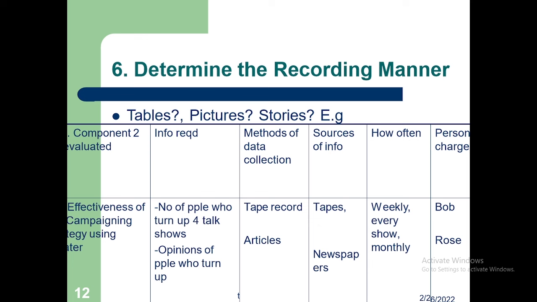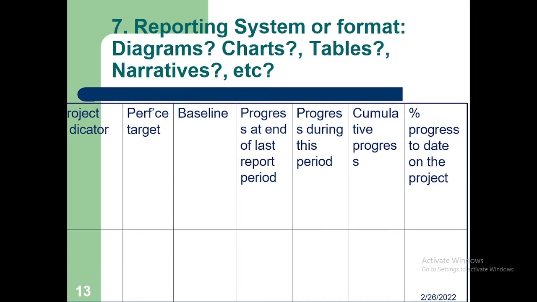Information you may require, the method of data collection you require to gather information on that indicator or project component. What will be the data sources? How often will it be done? And who will be in charge? So you can determine that this is how we're going to record our project data based on an indicator or the result matrix. That is also part of the monitoring and evaluation system.